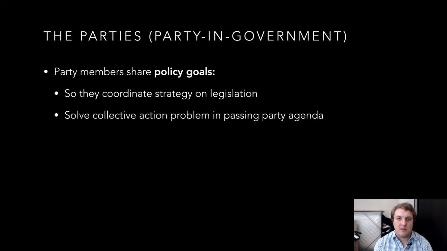When we think about the parties, here I'm generally speaking about the party in government. We talked about the different faces of parties last week, and these are the legislators themselves. Parties originally form in the first Congresses because party members share policy goals. They're Republicans because they support many of the things other Republicans support, and they're Democrats because they support many of the things other Democrats support. There are obviously differences within the parties, not just occasionally, but they may not be super apparent to us on everything. But this means that they focus and coordinate strategy on legislation.